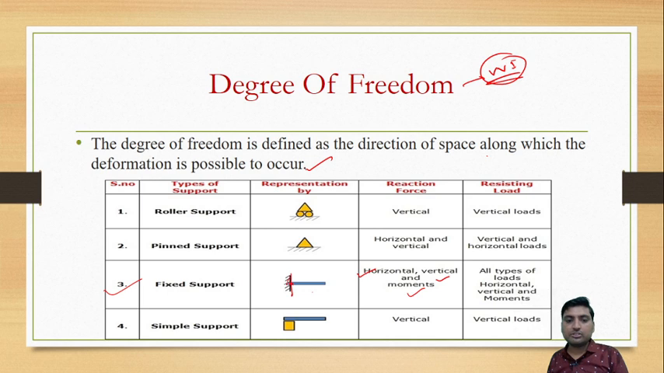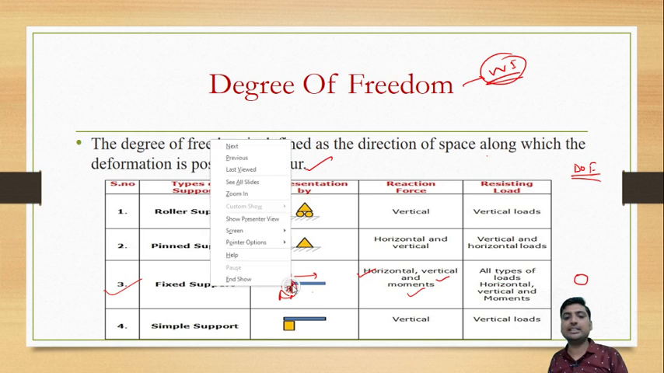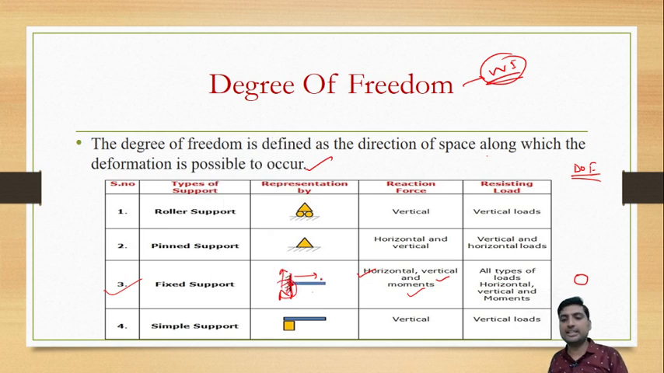But if you are applying the fixed support, what is happening? It will resist all three displacements. It will not allow it to move in x direction, it will not allow it to move in y direction, it will not allow it to rotate also. It means, if you are talking about the degree of freedom here, the degree of freedom will be 0, because at this node the freedom to move in any direction is 0, because it is restrained, it is just fixed, it cannot move in any direction. There is no freedom for this node, that's why the degree of freedom is 0.